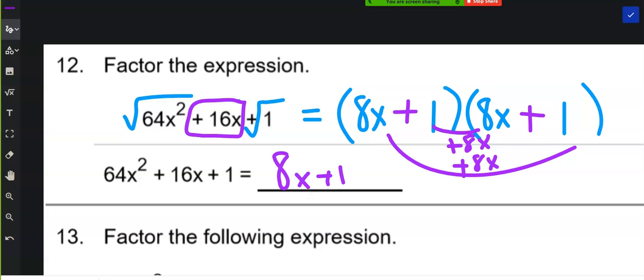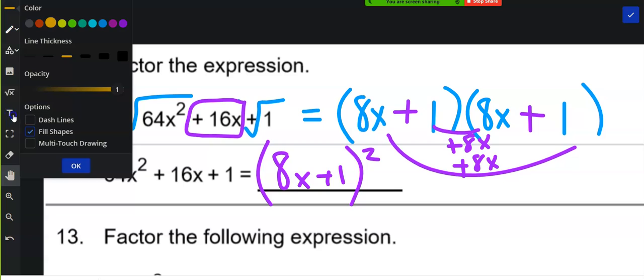8x plus 1, quantity squared. Yes, this is just like the one we did before. 8x plus 1, since they're both the same, you can write it as a square. This is a perfect square trinomial. Thank you very much. I should write that down. Perfect square trinomial.